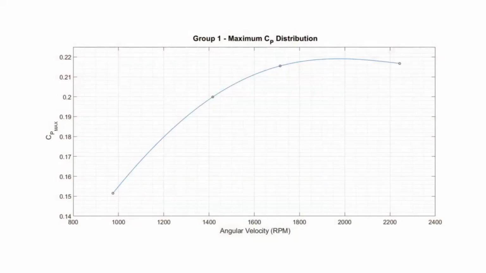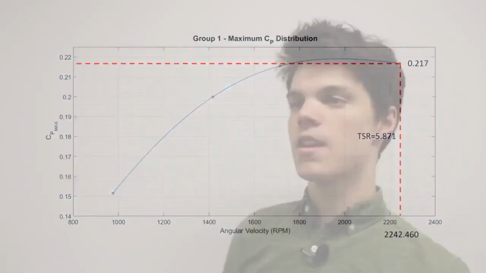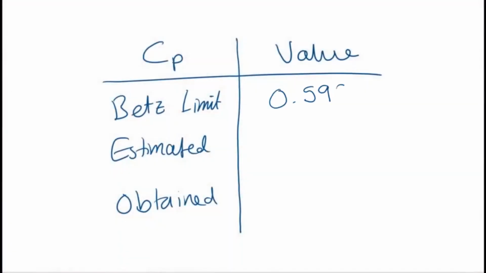We estimated our maximum CP would occur at a TSR of 2 pi. However, results show that our maximum CP occurred at a TSR of 5.871 instead. This is roughly 6.6% slower than our estimate, which means our blade was optimized for a lower rotational speed than it was designed for. Our maximum CP was only 36.6% of the Betz limit, which suggests that blockage did not have a significant role in impacting our results.